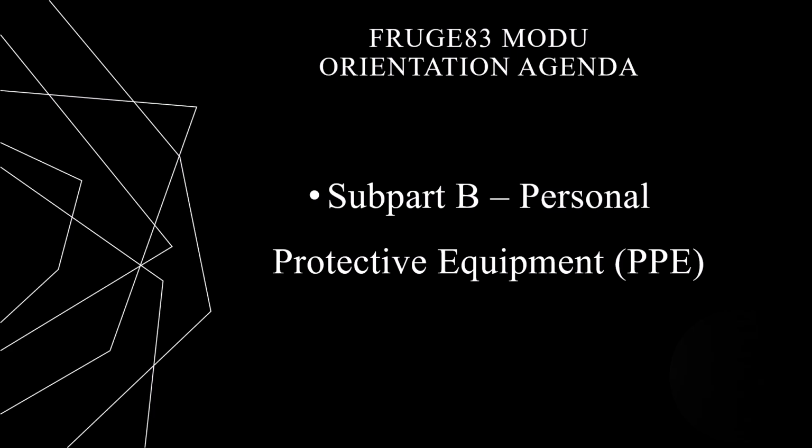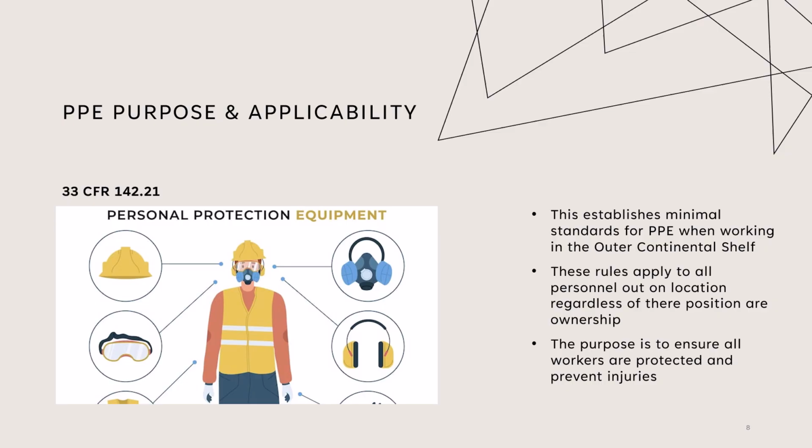We're currently moving on to subpart B, which is personal protective equipment, in short, PPE. 33 CFR 142.21 is PPE's purpose and applicability. Pretty much it's what it sounds like. It establishes the minimal standards for PPE when working on the Outer Continental Shelf. These rules apply to all personnel out on location, regardless of their position or ownership.